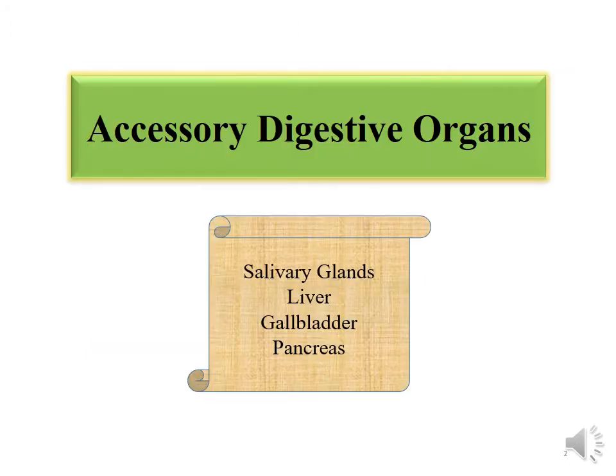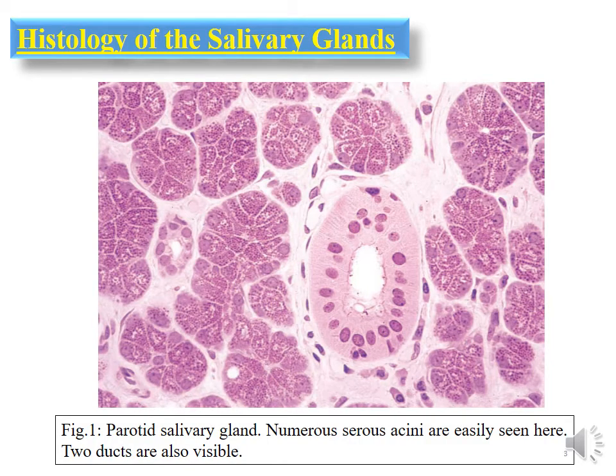In this lab we are going to talk about the histology of the accessory digestive organs, namely the salivary glands, the liver, gallbladder, and the pancreas. So we start with the salivary glands. Now, the major salivary glands are three: the parotid, submandibular, and sublingual. So we start with the parotid salivary gland.